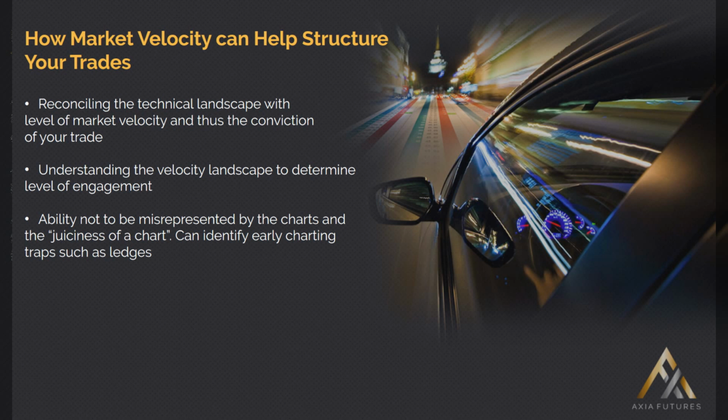So understanding the velocity landscape determines the level of engagement. When there's a lot of order speed going through, like we discussed in the previous video of what that really looks like, it's going to determine the level of engagement between buyers and sellers, and whether there is engagement from the buyers and sellers. We'll be looking at this throughout the entire program and course when we look at all our various types of trading strategies. It's the ability not to be misrepresented by the charts, and the juiciness of the chart, effectively you can identify early charting traps such as ledges.